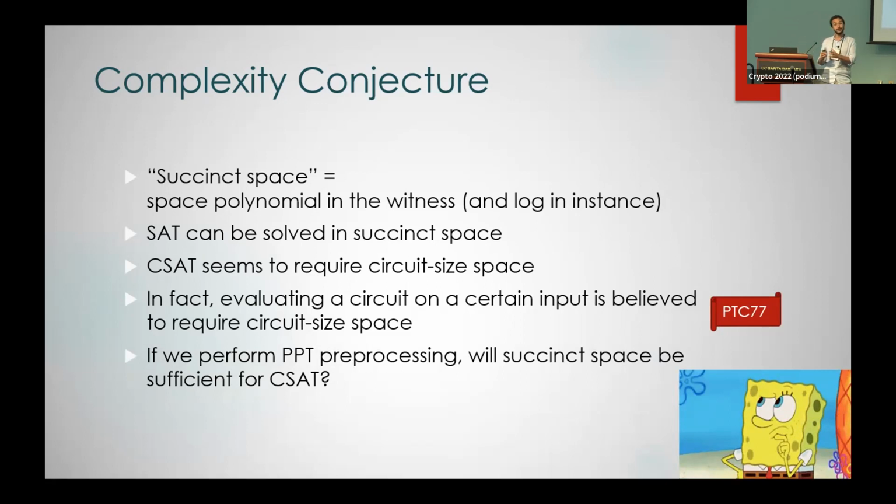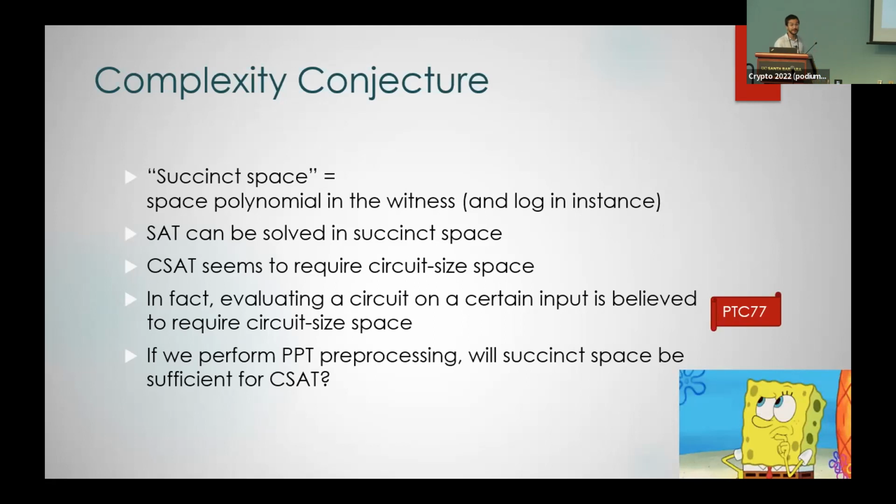On the other hand, if we don't do anything in small space and try to do everything in PPT in the preprocessing phase, then again, probably it won't work. I believe that no one here believes that we can solve an NP-complete problem in PPT. So the conjecture here is just a generalization of those two extremes. It says, if I give you both, can you do this trade-off between time and space and get something interesting?